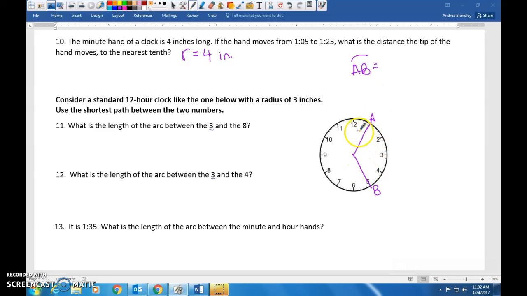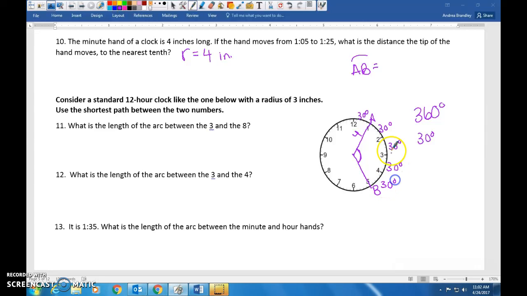So first, in order to find that, I know my radius is 4 inches, but I need to know what this angle measure is. So I can figure that out because I know that the degrees of the entire circle, the whole circle, is 360 degrees. And then there's 12 numbers on that circle, and there's 12 spaces between numbers. So if I do 360 divided by 12, that gives me 30 degrees. So between 12 and 1 is 30 degrees. Between 1 and 2 is 30 degrees, and so on, all the way around the circle.